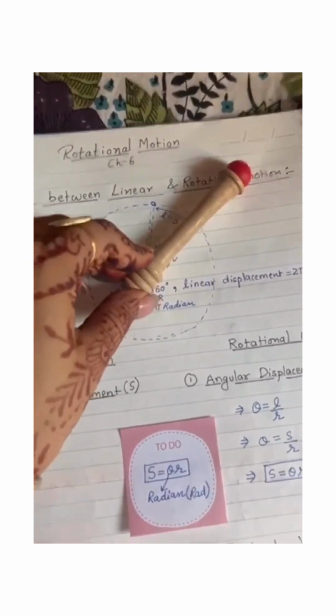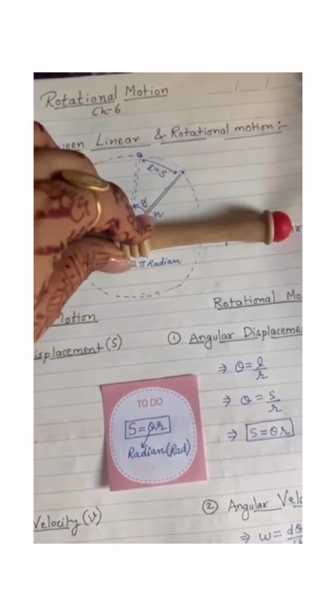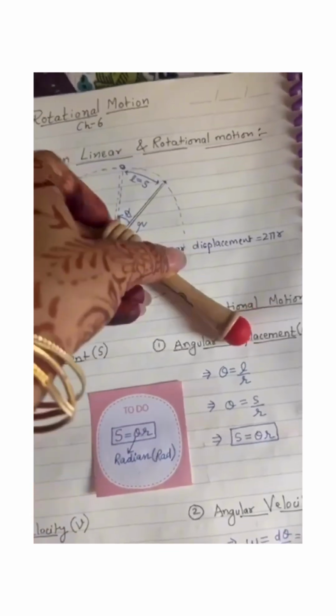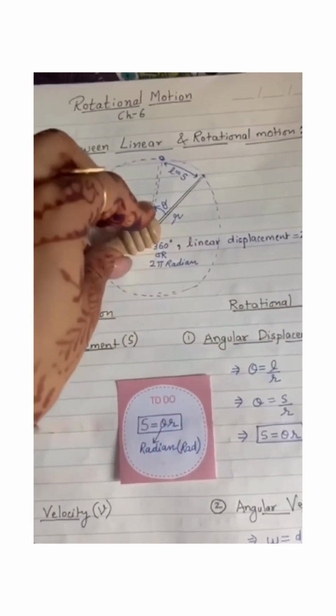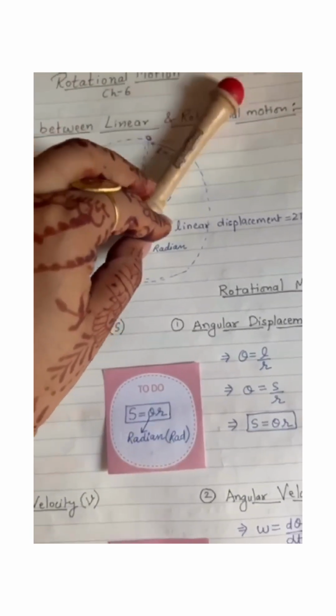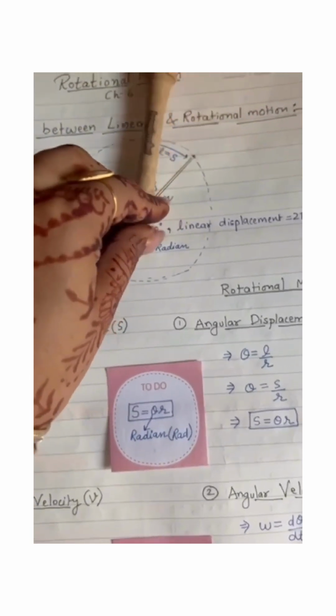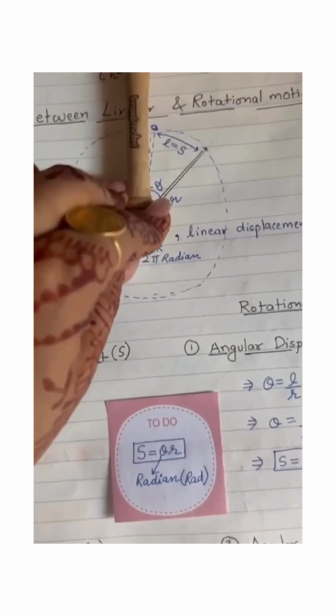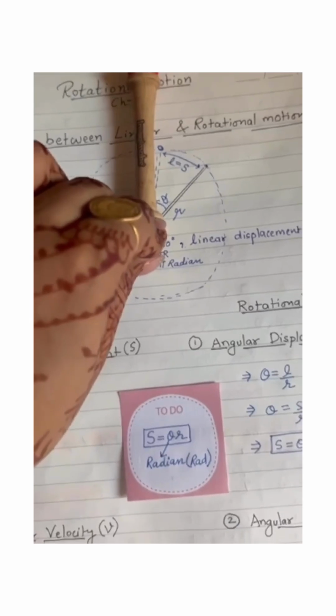In this video, we will study rotational motion. The first thing we will do is the analogy between linear and rotational motion. Here, the stick as a whole is rotating, but the red part of the stick is in circular motion.